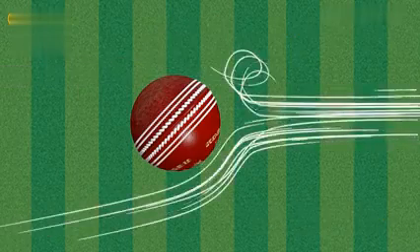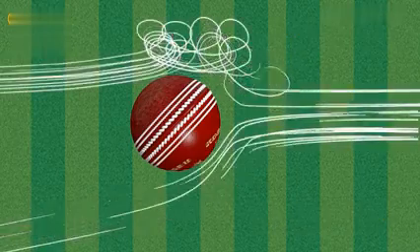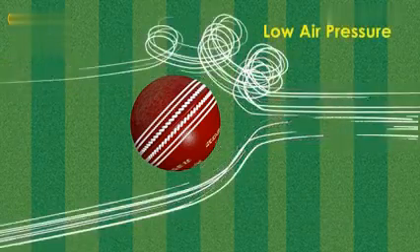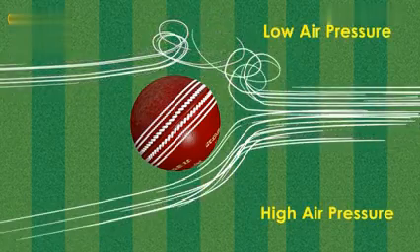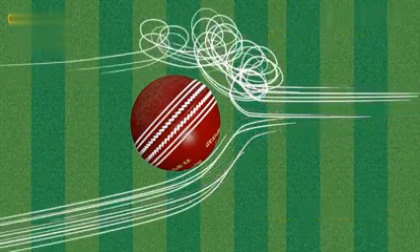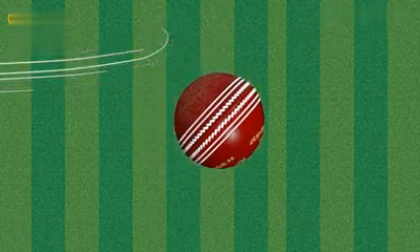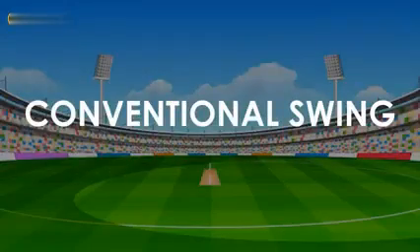This creates an air pressure difference between the two sides. The pressure at the turbulent flow side is much lower than the pressure at the smoother side. The ball swings in the direction where the air pressure is low, and hence it will move with the seam. This type of swing is known as conventional swing.